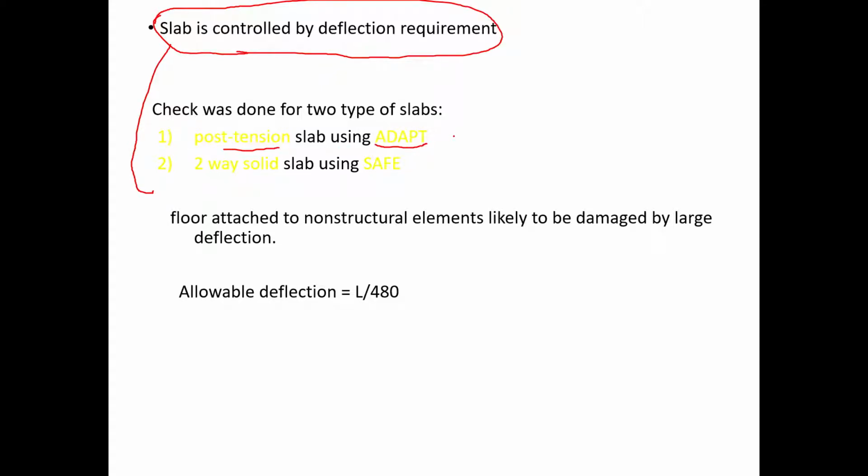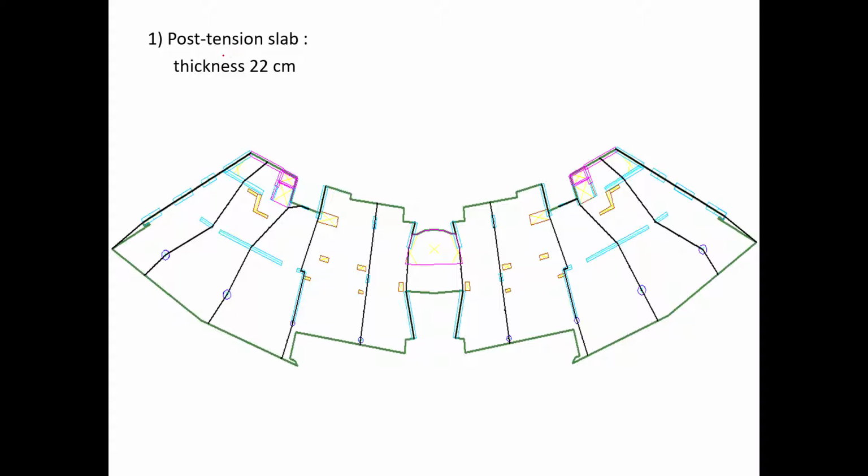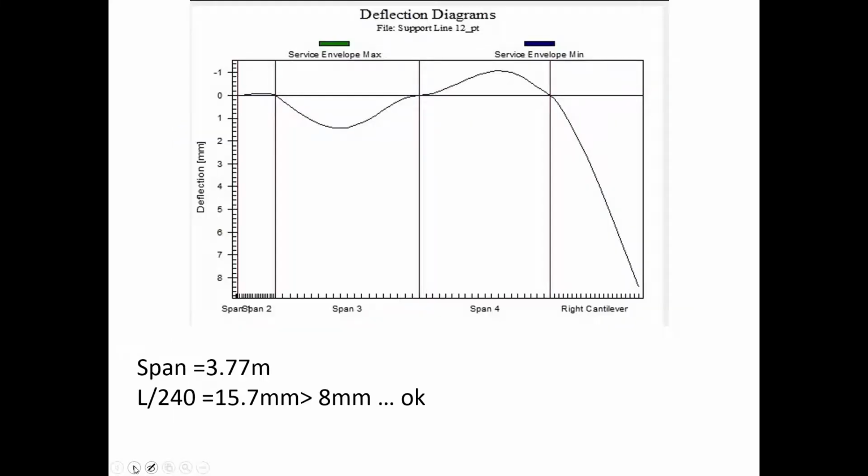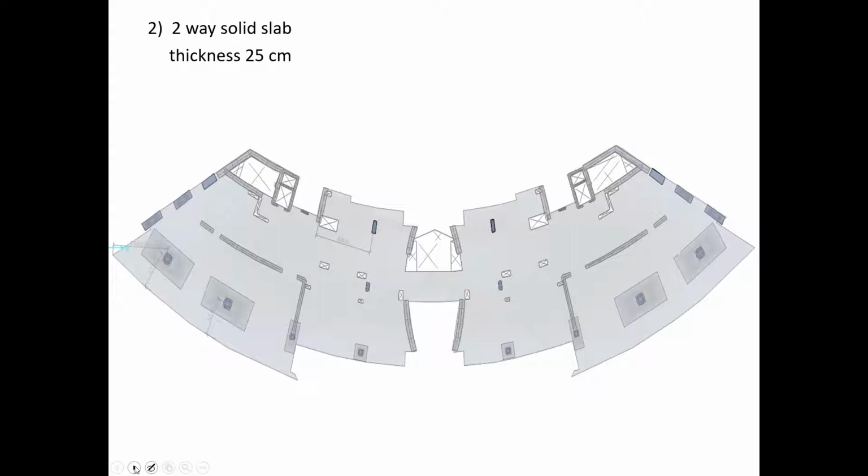We can use both software in order to model the post-tension slab, and we are going to use also two-way slab, solid slab using SAFE. So we are going to use the allowable deflection related to this one, floor attached to non-structure element. Okay, the post-tension slab. This drawing here is from Adapt Builder. The results are also from Adapt Builders. Actually, this one too, deflection diagram, two-way solid slab from SAFE.